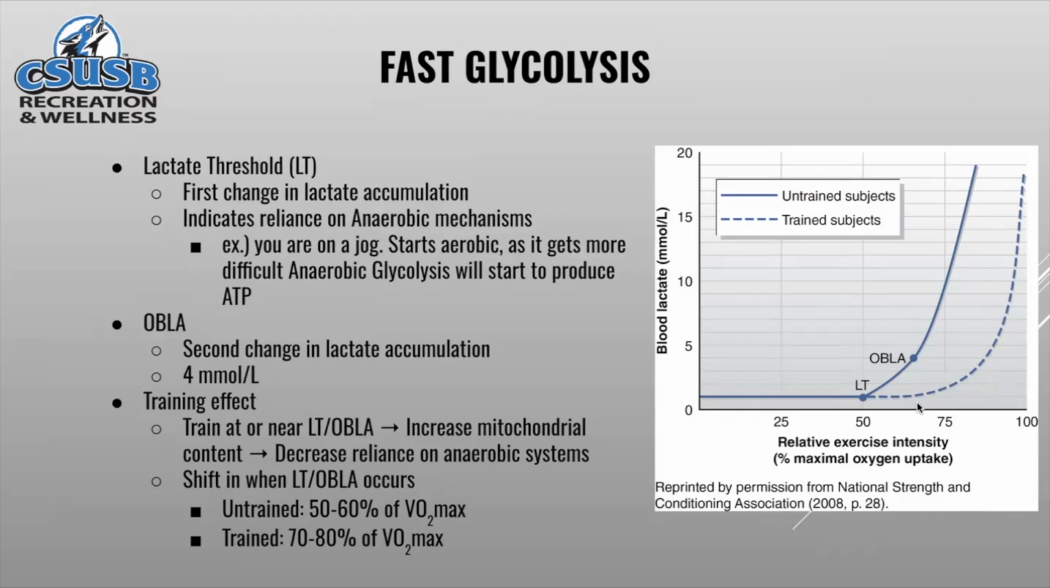But in a trained individual, they can stay in an aerobic state using their aerobic system, their oxygen-based system, for longer before they need to rely on their glycolytic systems. What this means is you can just go longer, because if you don't have to use your backup systems for this task, you can perform longer. And then once you hit that point, you're going to kick into your fast glycolysis system. And here's another set of numbers. For untrained individuals, this should occur at 50 to 60% of VO2 max, and for trained individuals, it'll happen more at like 70 or 80%.